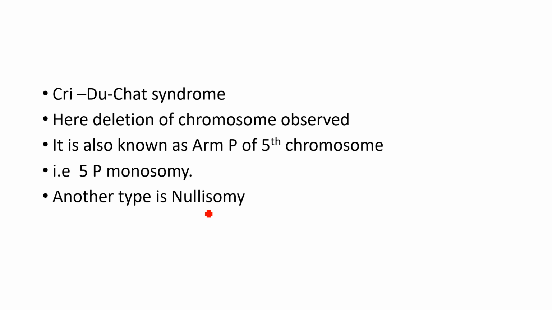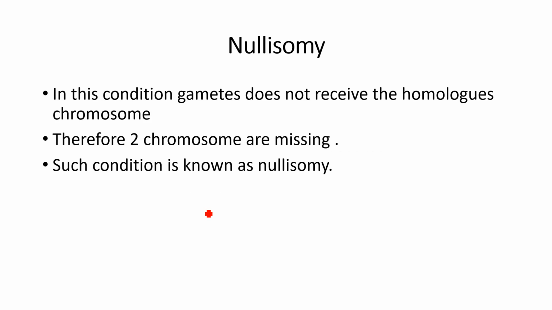Next one, it is also called the arm of P of the fifth chromosome. Next, another type, which is nothing but the nullisomy.